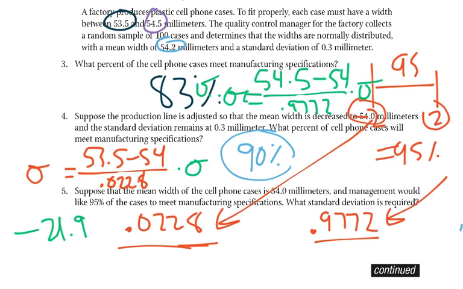I wonder if we weren't supposed to do that side. Let me try the other one. 54.5 minus 54 divided by 0.9772 gives us 0.51166. Alright. I'm thinking I must have done something wrong here, because these don't look right to me, because that would be a bigger standard deviation. So let's think through this. Okay, so they wanted 95%, which we know is 2 standard deviations away, right?